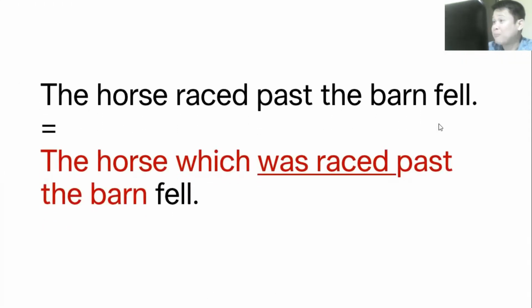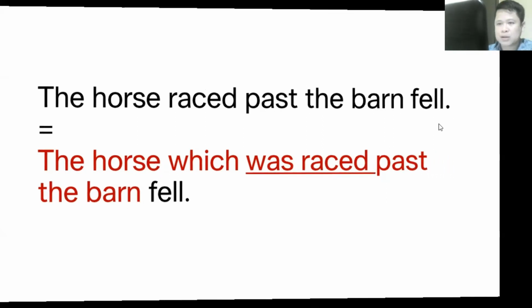So we have an example here. The sentence is, "The horse raced past the barn fell." Your main sentence is, "The horse fell." And we have here a relative clause. Now we have inserted here a relative clause. And what is that relative clause? "Which was raced past the barn." That is your relative clause.